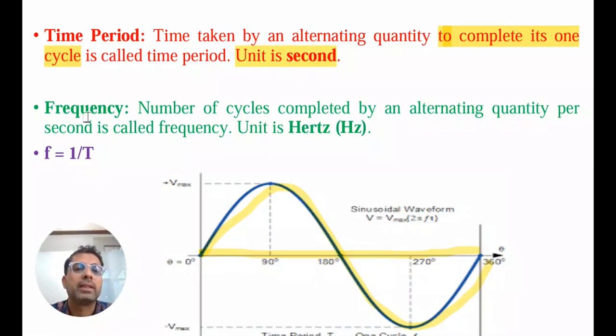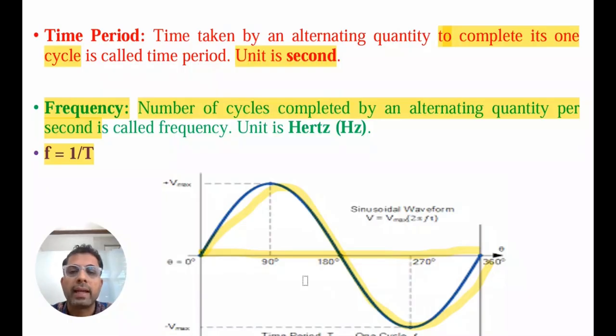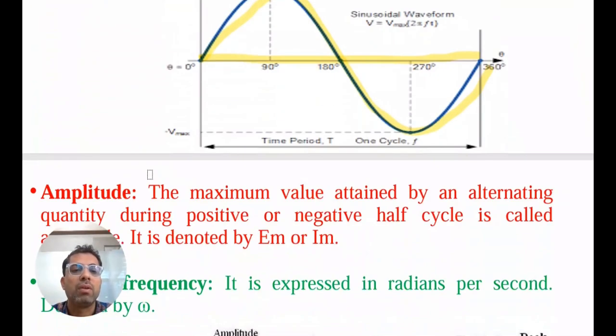And the unit is the second. Now, what is the frequency? As you know, time and frequency are reciprocals of each other. It is the number of cycles completed by an alternating quantity per second. मतलब ऐसे कितने cycles एक second में complete हो रहे waveform में, उसको बोला जाता है frequency. The unit is the hertz. f is equal to 1 by T. I repeat again, the frequency मतलब ऐसे entire cycle एक second में कितनी बार आ रहा है, उसको बोला जाता है frequency. This is the definition of time period and frequency.